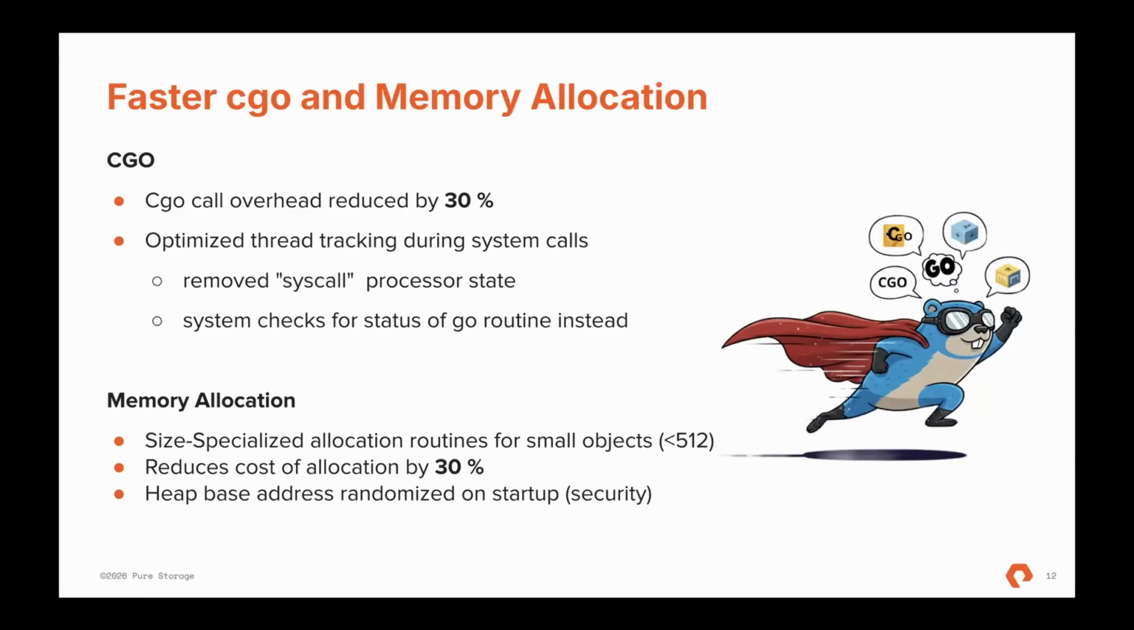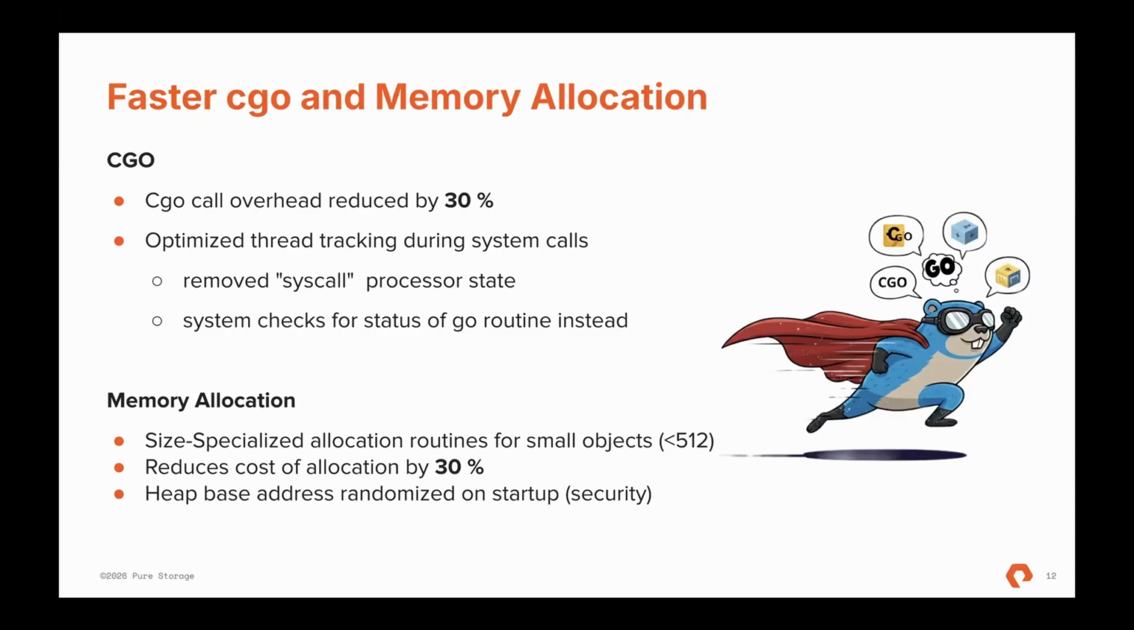Now this was optimized. Basically, this one extra syscall state that was used was completely removed, and now the system checks instead for the status of goroutines. That brings another small optimization, and altogether it reduced the overhead of syscalls by up to 30%. So for usages like, I don't know, SQLite or other system libraries that are in C and we want to use them in Go, this will bring much better performance.